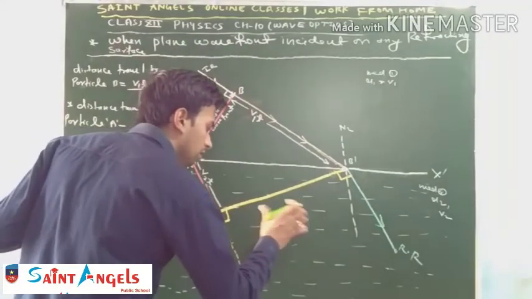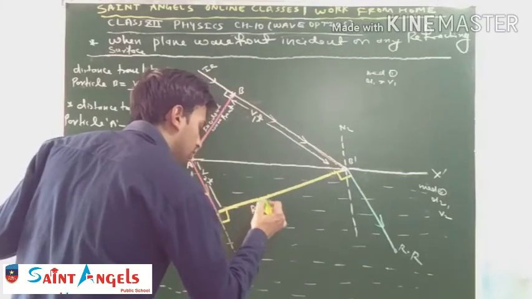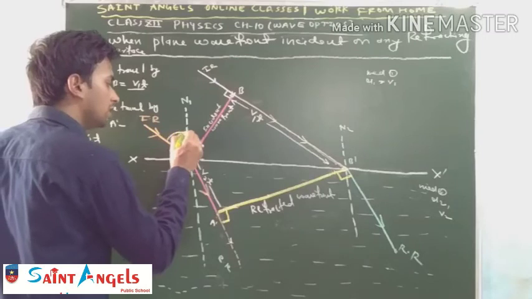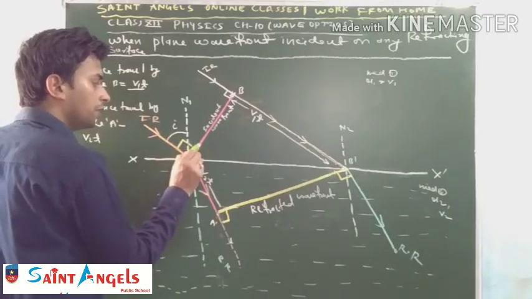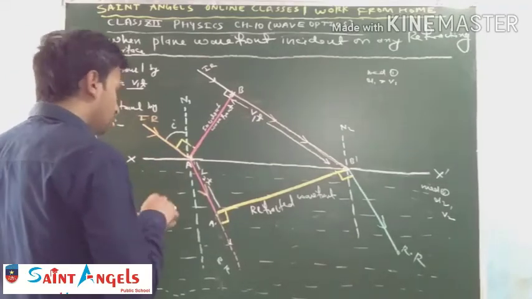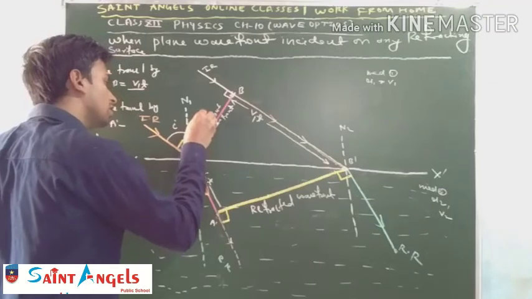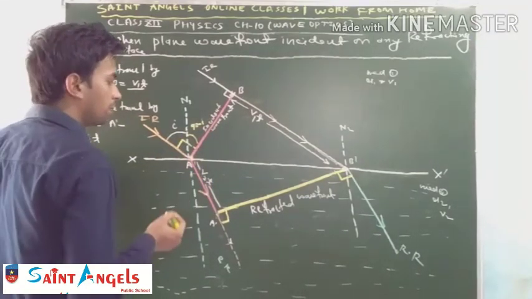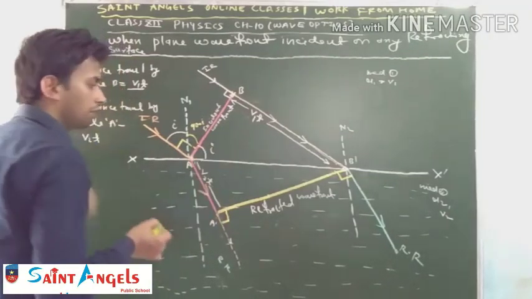And A dash B dash is the refracted wavefront. Here the angle between the incident ray and the normal is the incident angle, and the incident ray and wavefront are perpendicular to each other. That's why this angle is equal to 90 minus I. And the normal and surface are also perpendicular to each other. That's why this angle is finally equal to I.